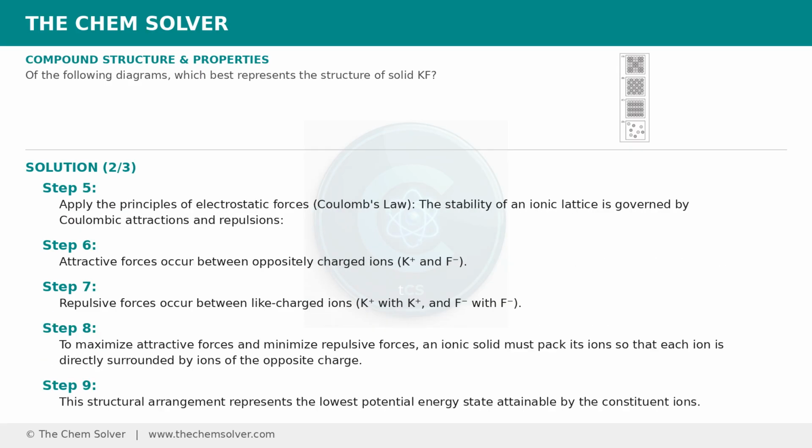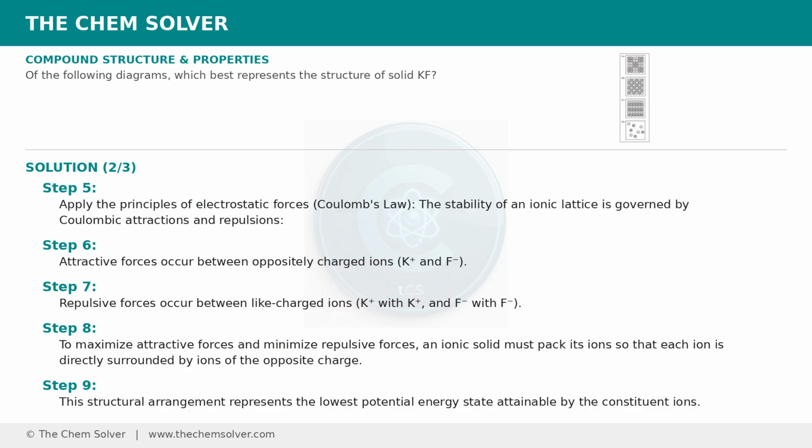Apply the principles of electrostatic forces. Coulomb's law: the stability of an ionic lattice is governed by Coulombic attractions and repulsions. Attractive forces occur between oppositely charged ions, K⁺ and F⁻. Repulsive forces occur between like-charged ions, K⁺ with K⁺, and F⁻ with F⁻.